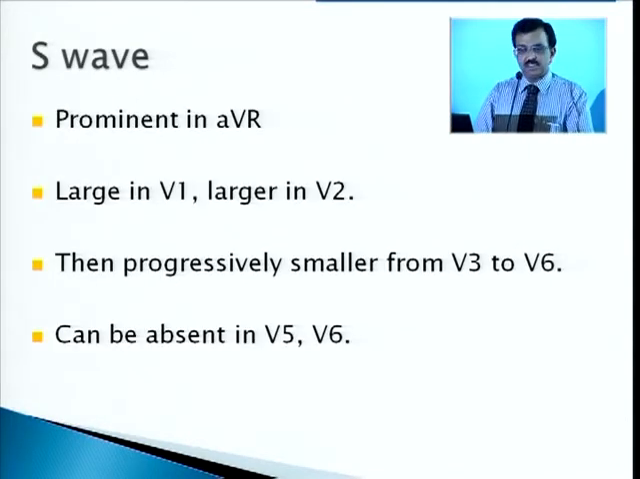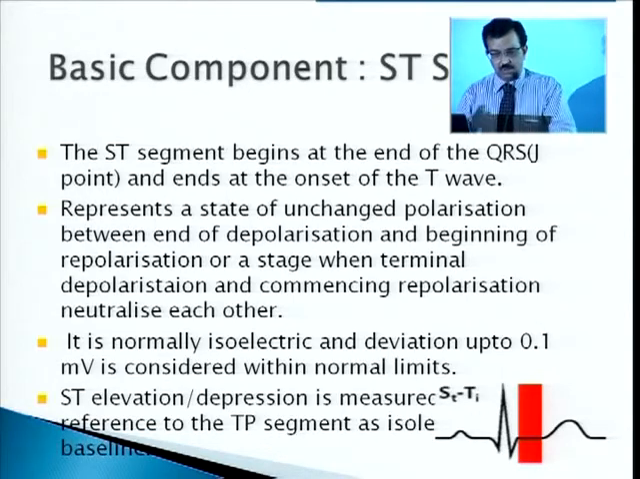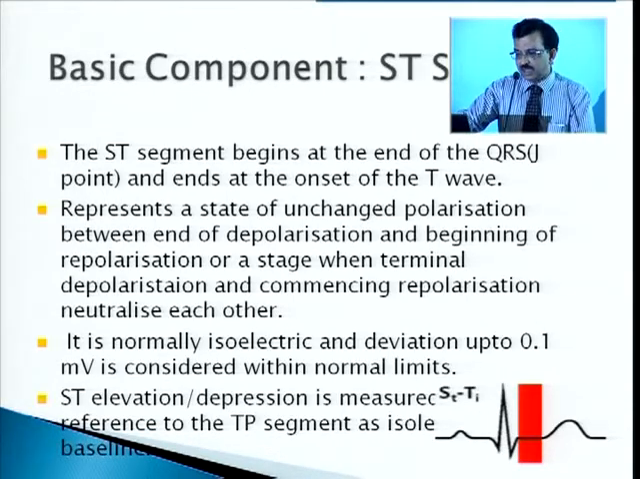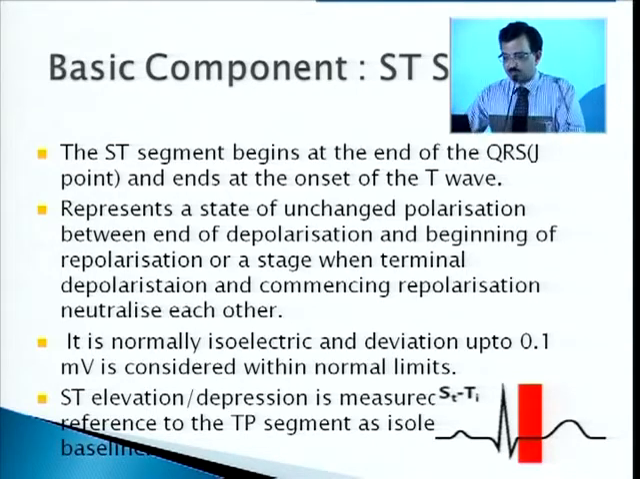S wave is prominent in aVR, as we have suggested physiologically, and large in V1 and larger in V2, and then progressively the S wave becomes smaller in V3 to V6. So the basic component of the ST segment is that it begins at the end of the QRS, the J point. The ST segment is very important for many pathological conditions, as you know, and it represents the unchanged polarization between the end of depolarization and the beginning of repolarization.